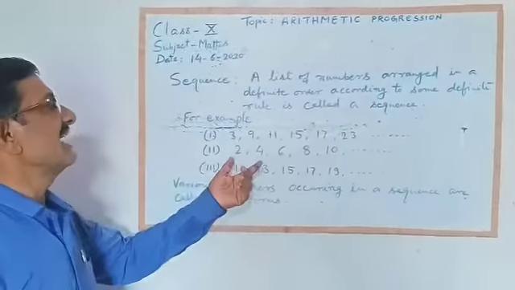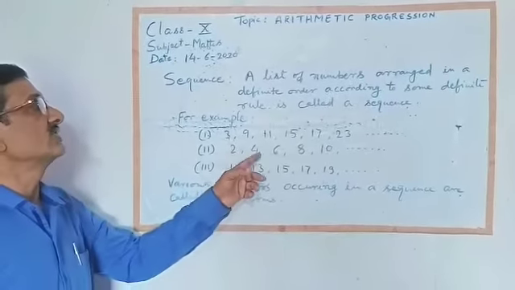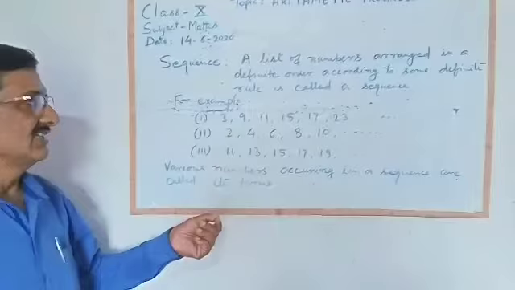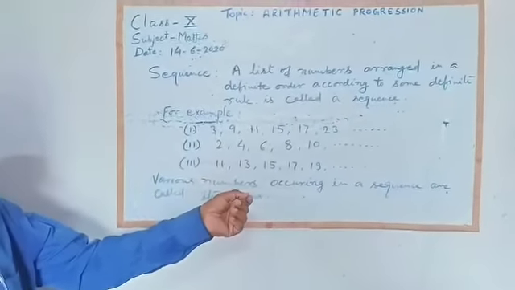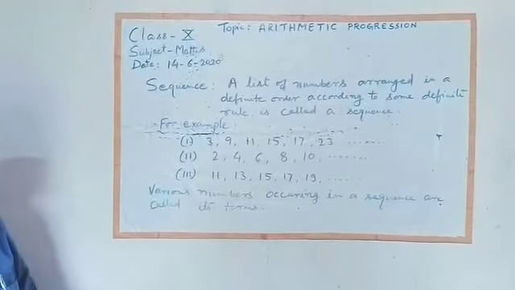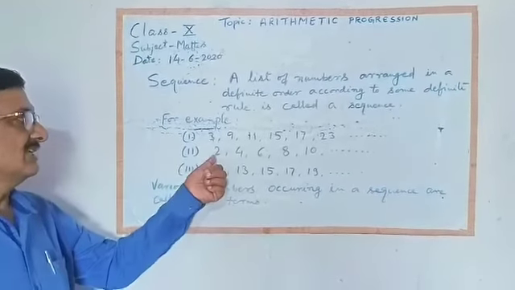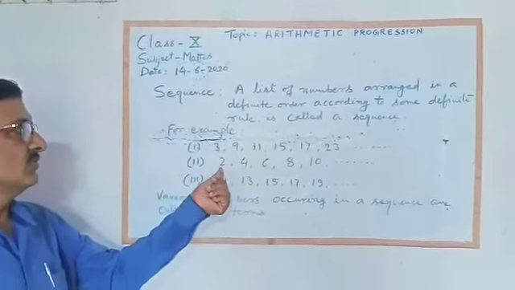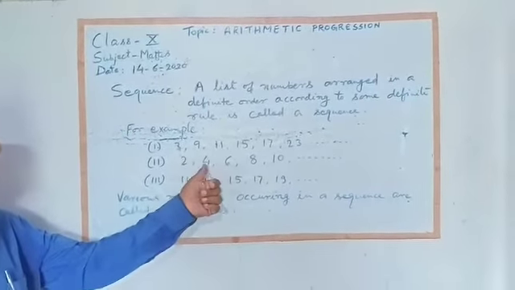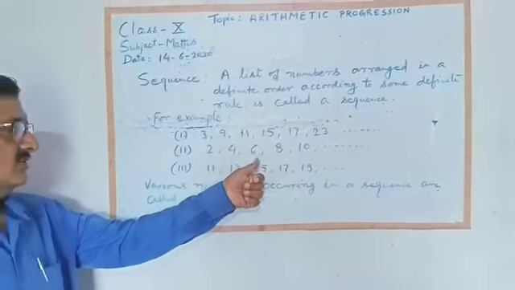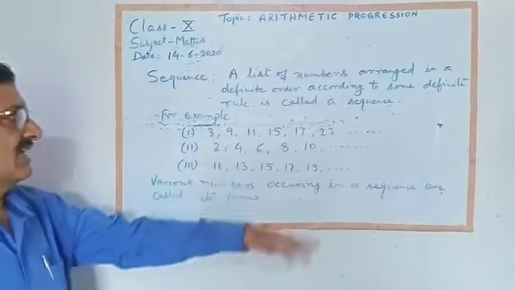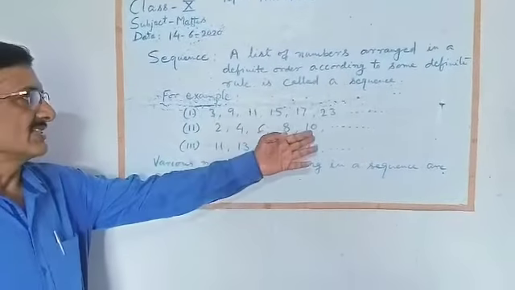In the second example, it is 2, 4, 6, 8, 10. Here we are observing that each succeeding number is greater than its preceding number by 2. The first term is 2. When 2 is added to 2, we get 4. When 2 is added to 4, we get 6. When 2 is added to 6, we get 8. In this way, we are getting a sequence.